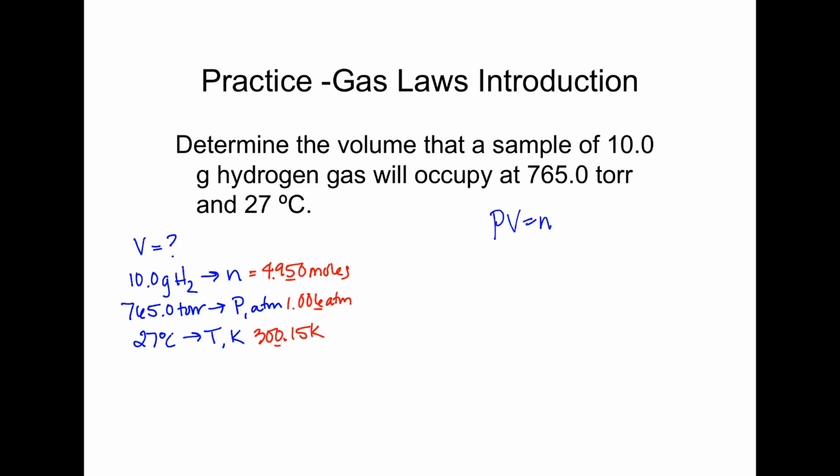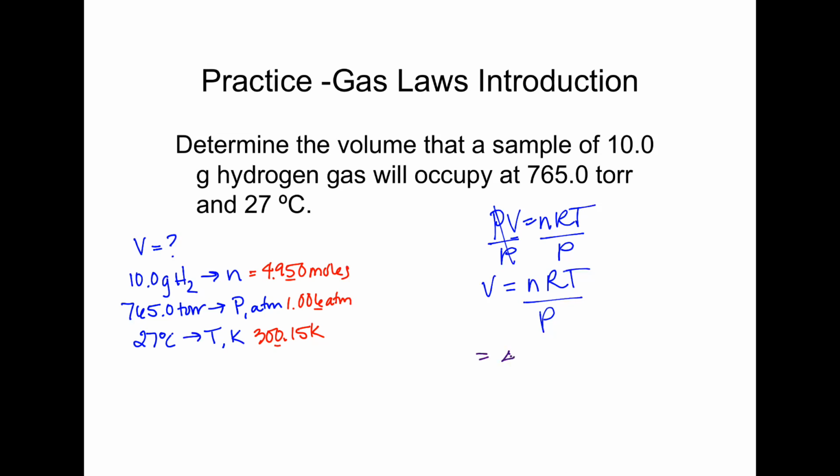PV equals nRT. I'm looking for volume, so I'm going to try and get volume all by itself on one side. That means dividing by P on each side. I get volume is nRT divided by P. So those canceled out on that side. Okay, now it's all about just putting the numbers in.